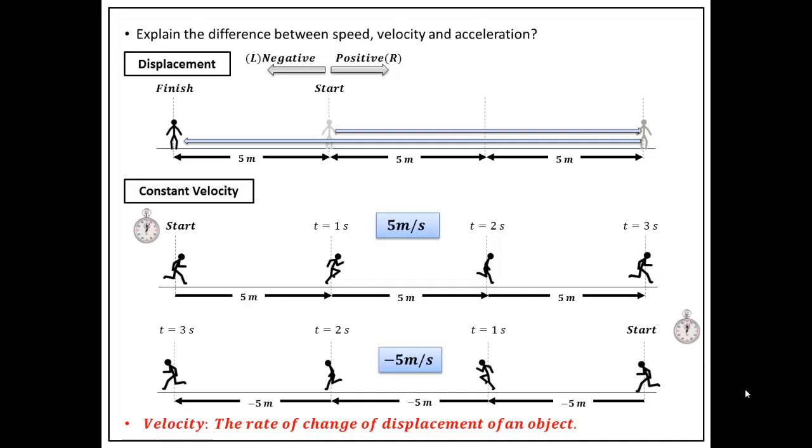In the bottom diagram, our runner is running from right to left. They're running in the negative direction. So their displacement each second is minus 5 meters, and therefore their velocity is minus 5 meters per second.